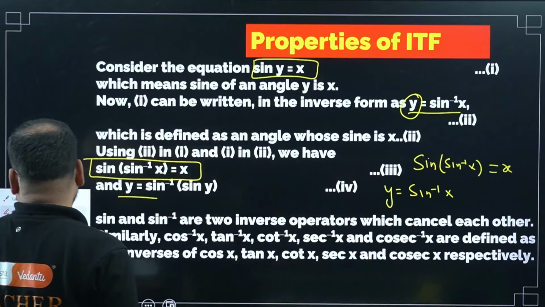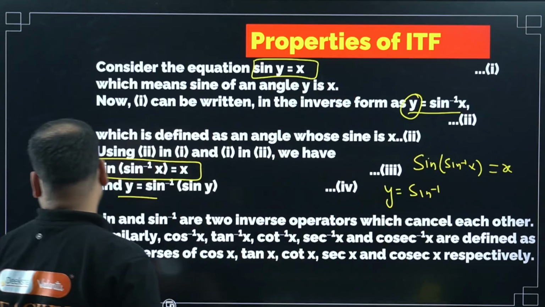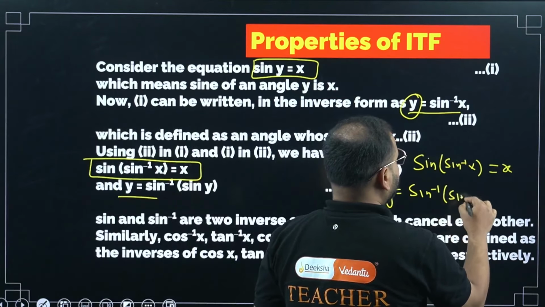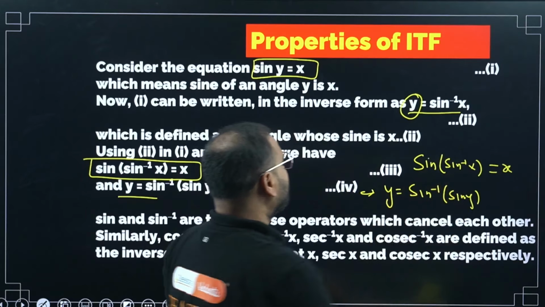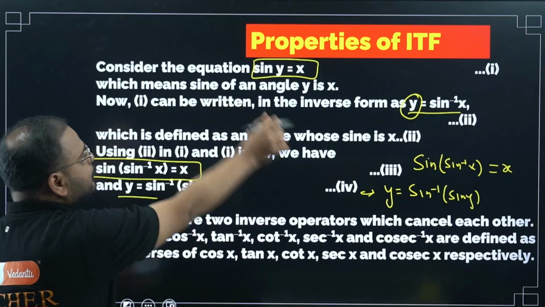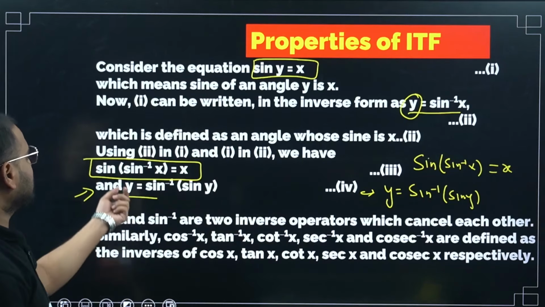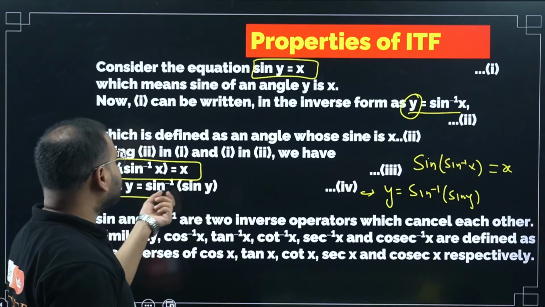So what I can do is write x in terms of sine y. If I do that, what do I get? Sine inverse of sine y, which is the same thing as y. So the two results that we have, if we use equations 1 and 2, are these: sine of sine inverse of x is x, and y equals sine inverse of sine y.